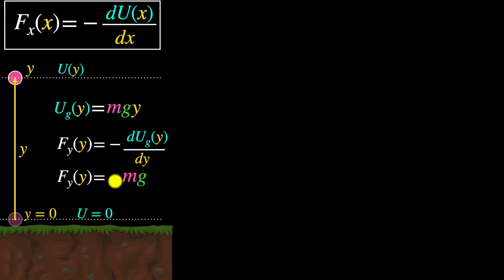And the negative sign is saying that the force is in the opposite direction of our chosen positive direction. We have chosen upwards as our positive y, and so the force is downwards. So we are getting the same result that we know. So this is working out.